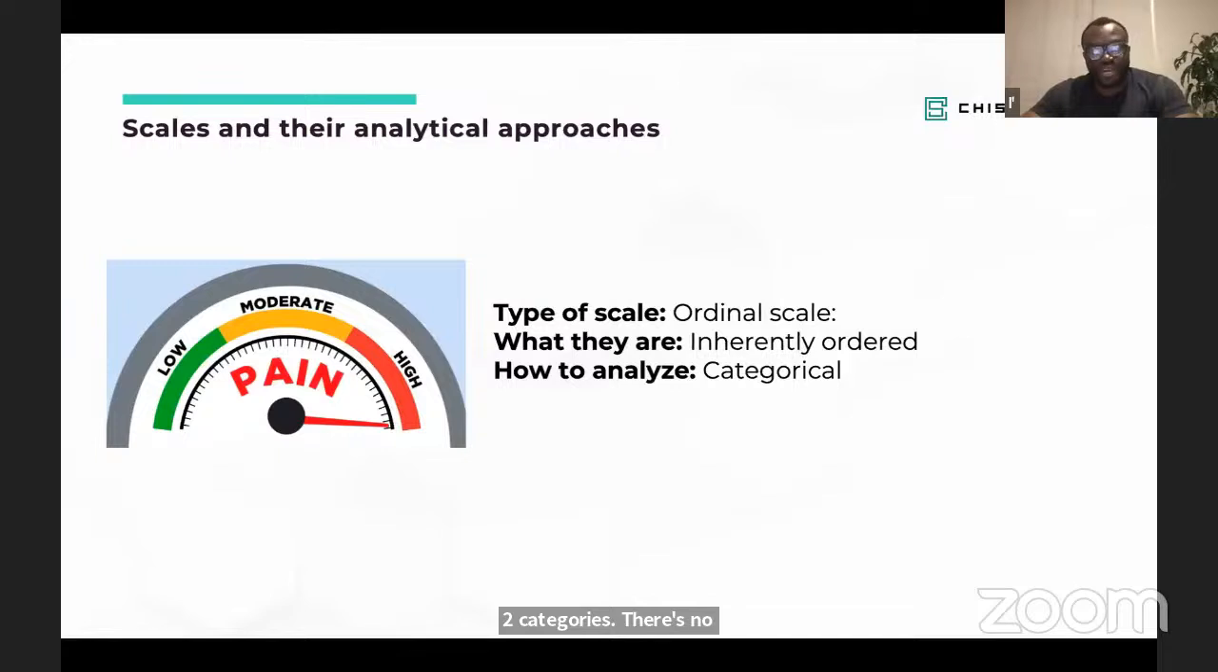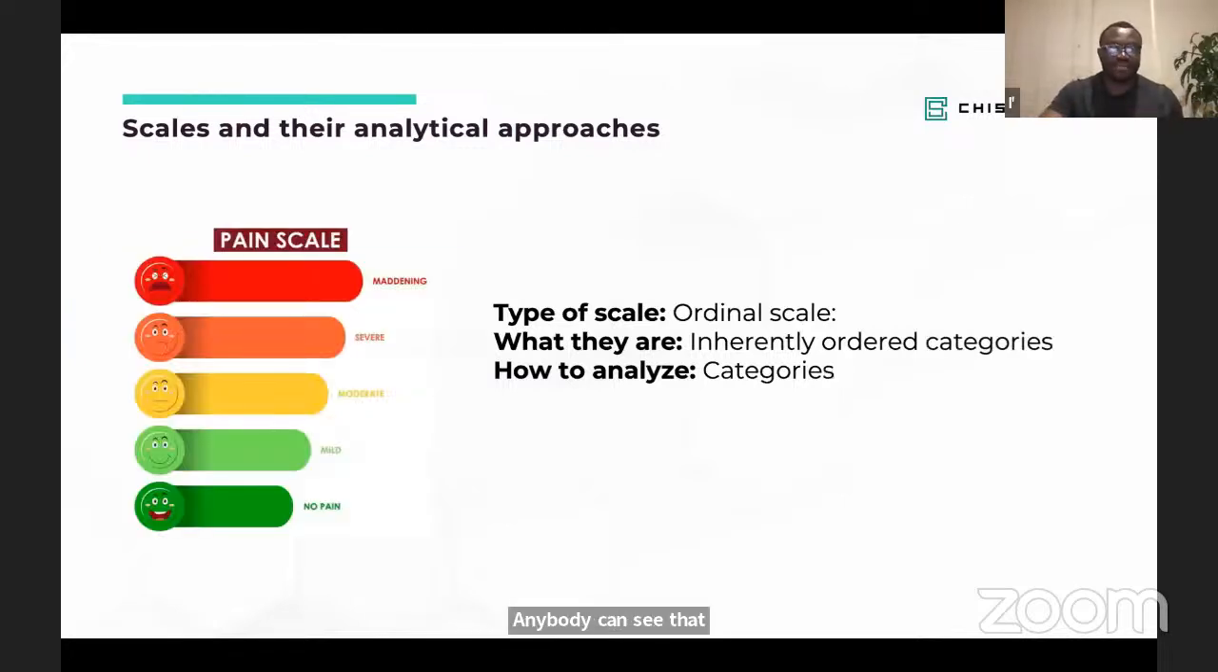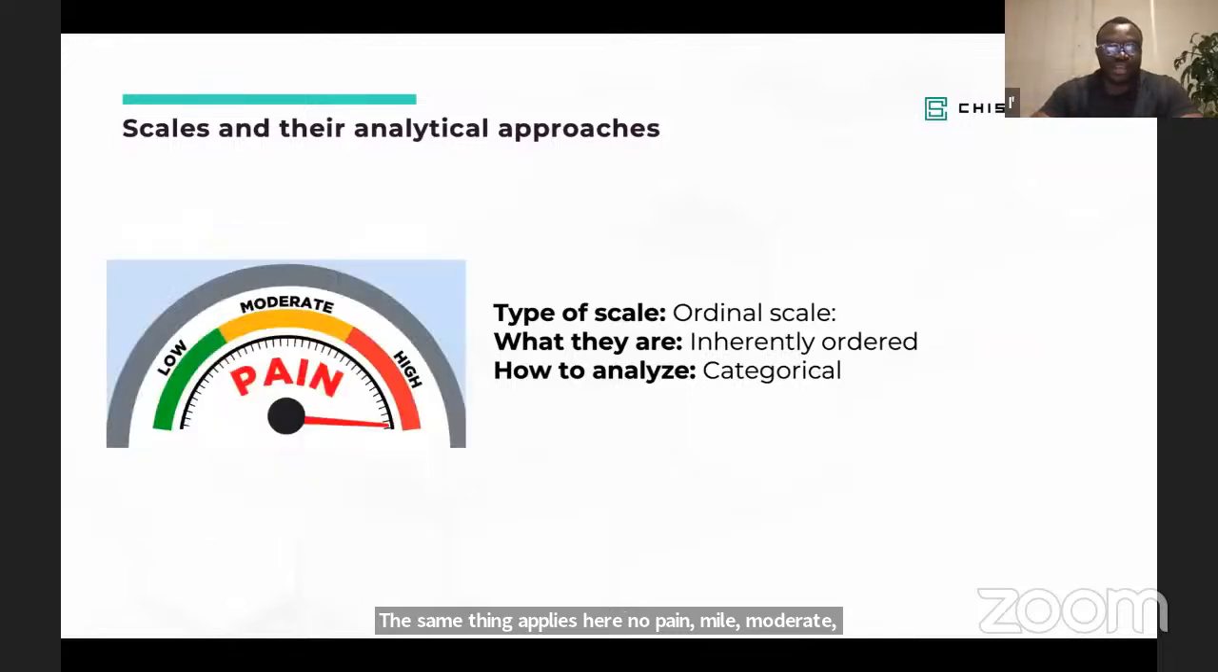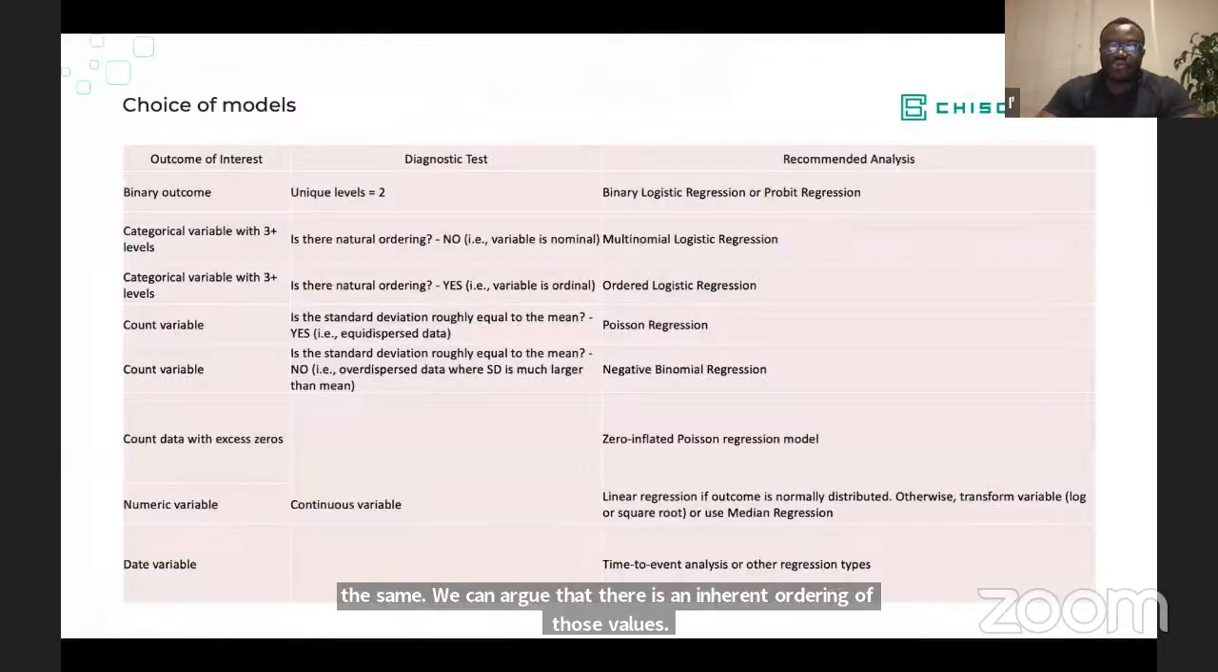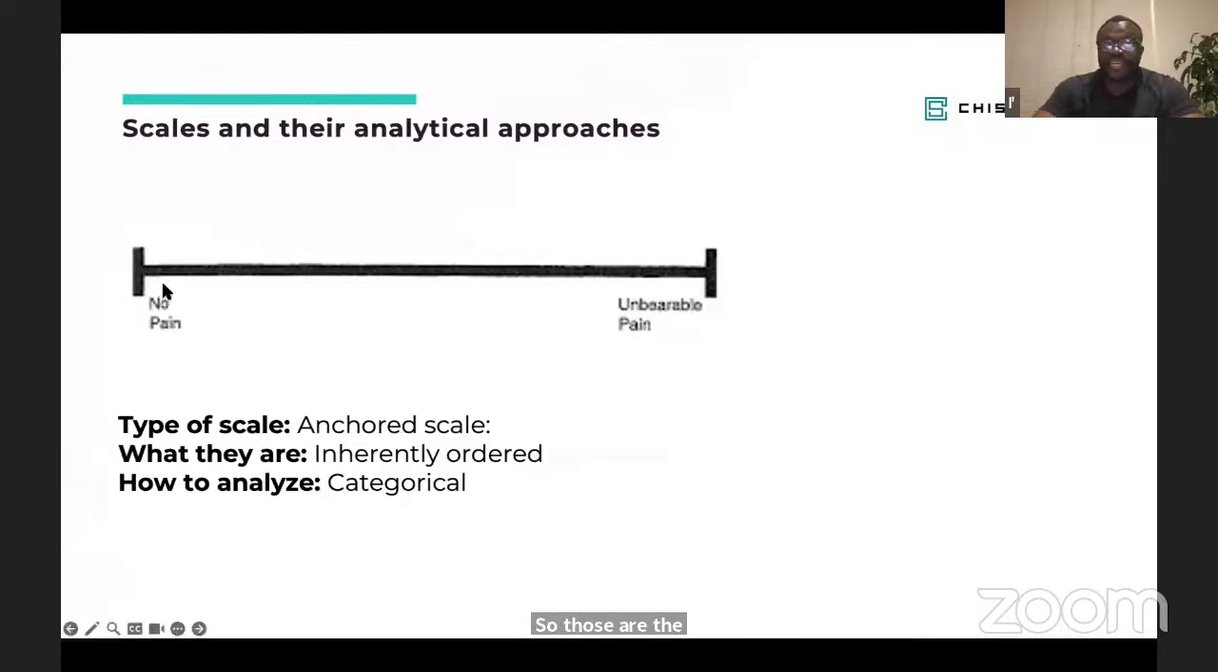So the bottom line of what we're trying to say is that the number of categories is immaterial. What really matters is, is there an inherent ordering in the scale, right? So here, for example, anybody can see that low, moderate, high, there is an inherent ordering of those values. The same thing applies here: no pain, mild, moderate, severe, maddening. We can argue that there is an inherent ordering of those values. So those are the scenarios where we use this, and then sometimes we have scales like anchored scales.